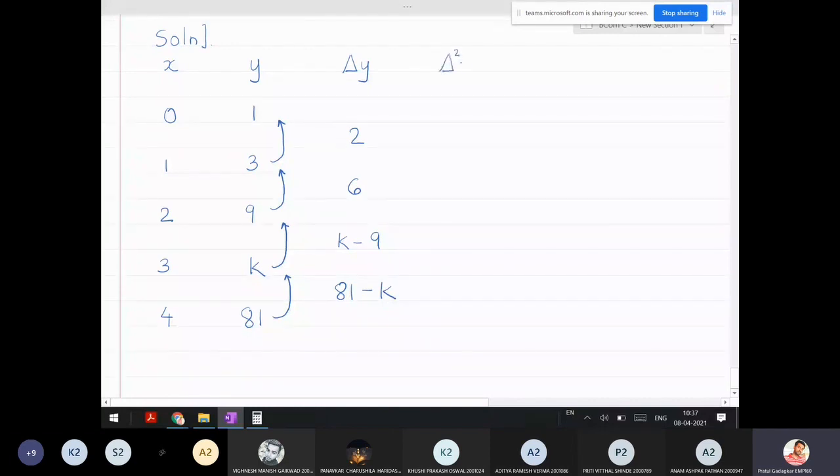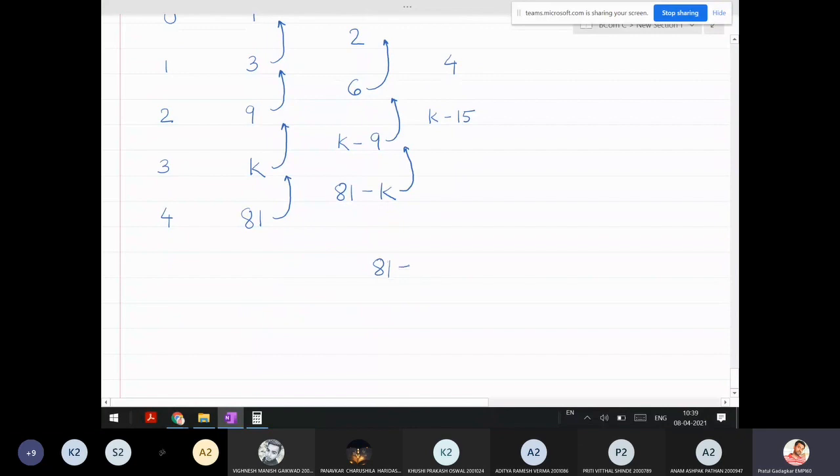Let us see what delta square Y is. For delta square Y, I will do 6 minus 2, which is 4. Next is this. What is this? This is K minus 9 minus 6, which is K minus 15, since minus 9 minus 6 is minus 15. So the second thing will be K minus 15. Okay, let me move to the next one. Now this is a little bit difficult for us. So what is that? 81 minus K minus bracket K minus 9.